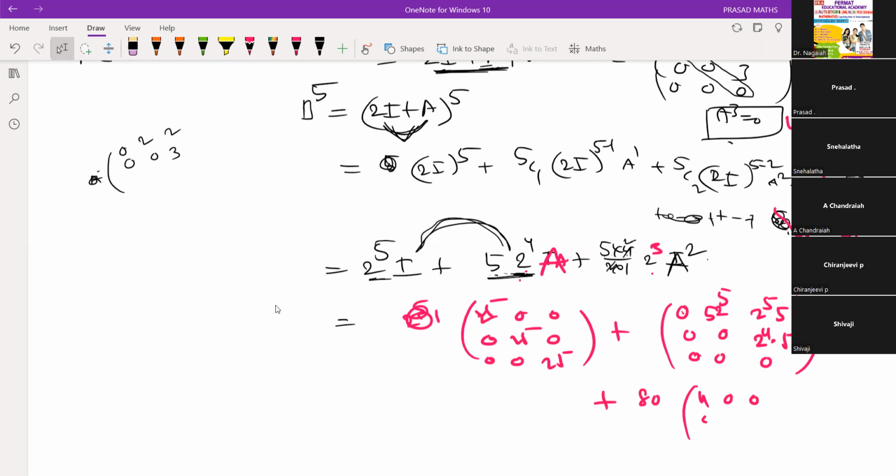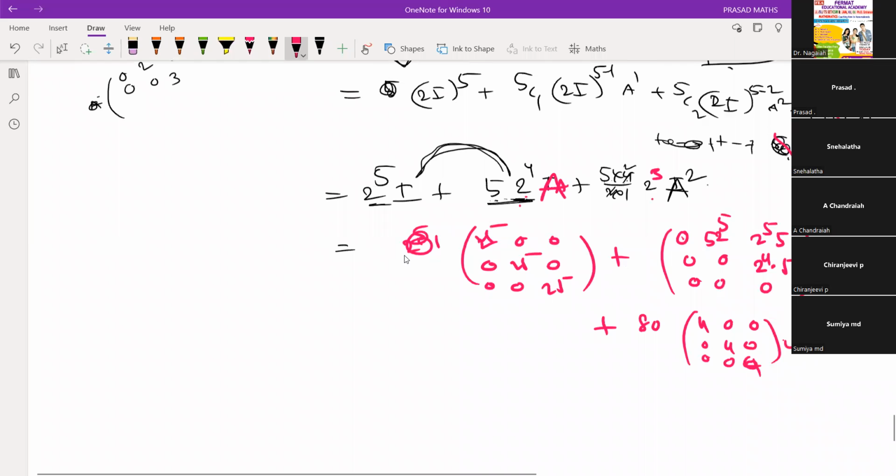A square is 0, 0, 4, 0, 0, 0. Yes, sir. So this is what actually the answer is. So this is actually simple.